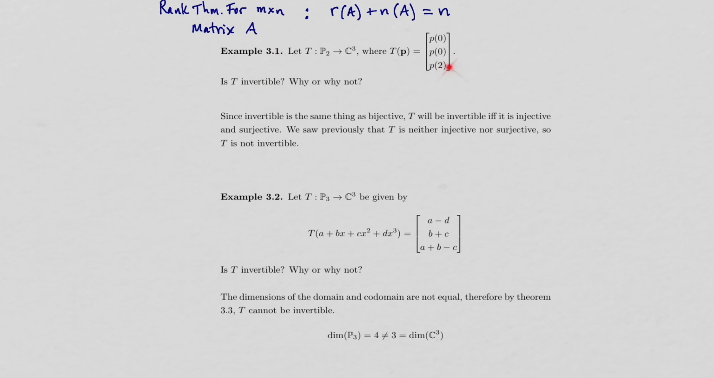Previously, when we did this example, we saw that it was not injective and it was not surjective. Well, in order to be invertible, it has to be both injective and surjective, and it's not either. So clearly, T is not invertible.